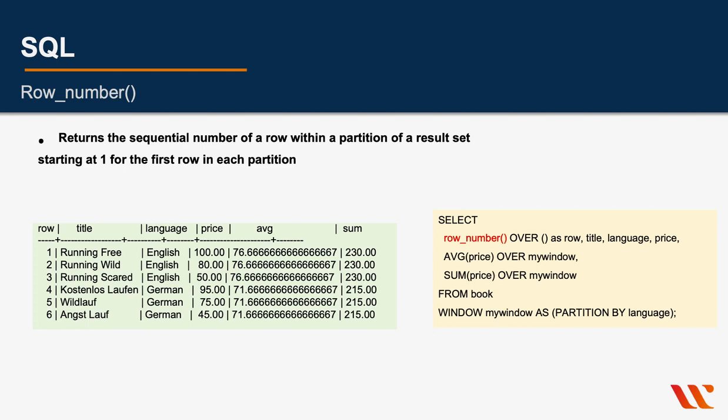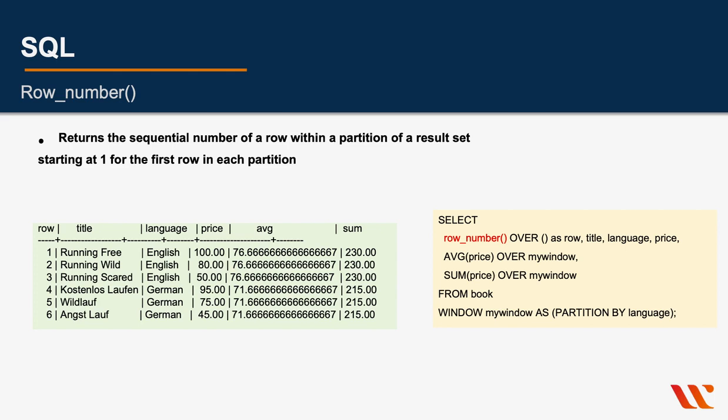We're doing a select row number, and then we're using the over as row, title, language, price, and then we're using the average price over my window and sum price over my window as previously done from book, and the window we're defining as my window, partition by language. So here in the result, we can see that we have a new column at the beginning called the row number, which provides the sequential number.